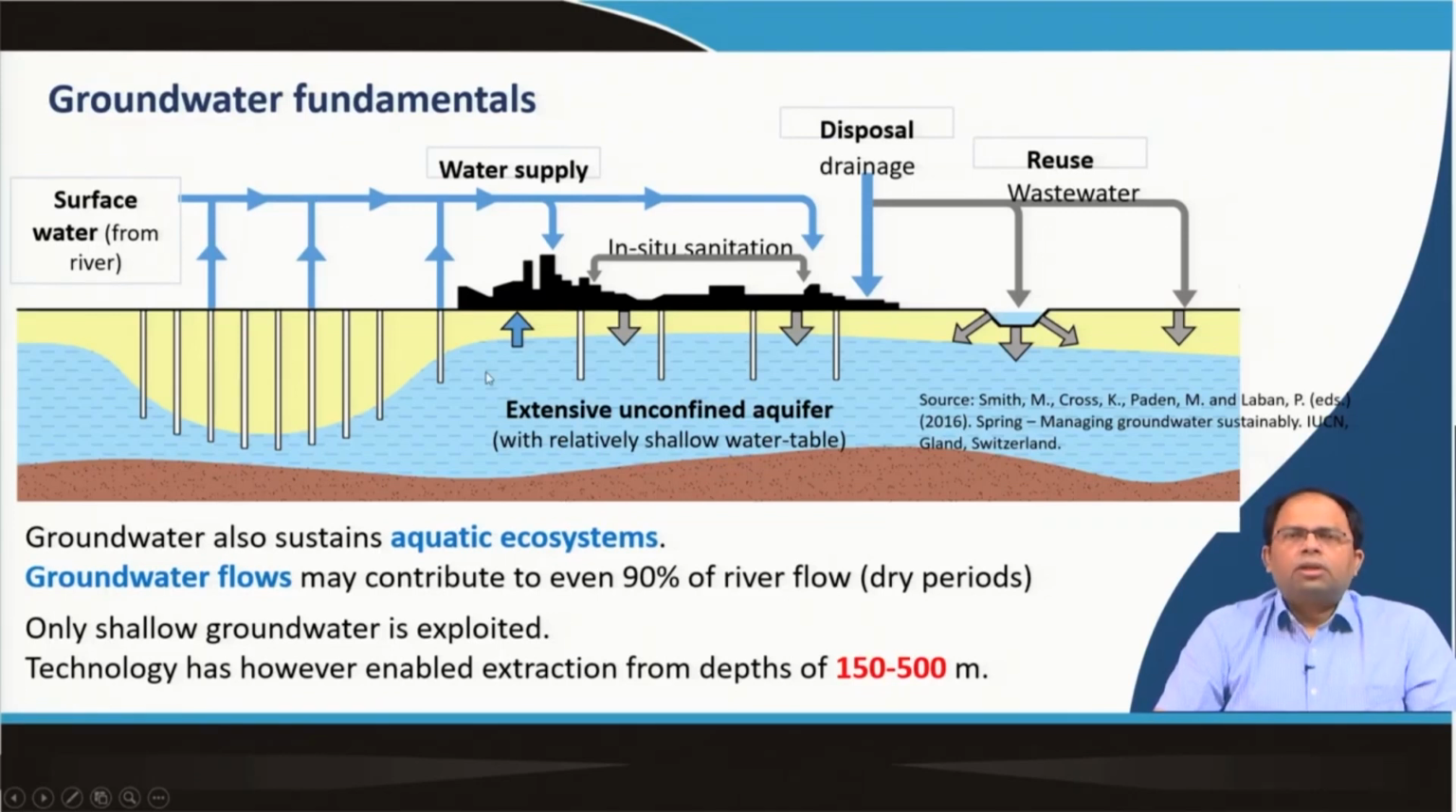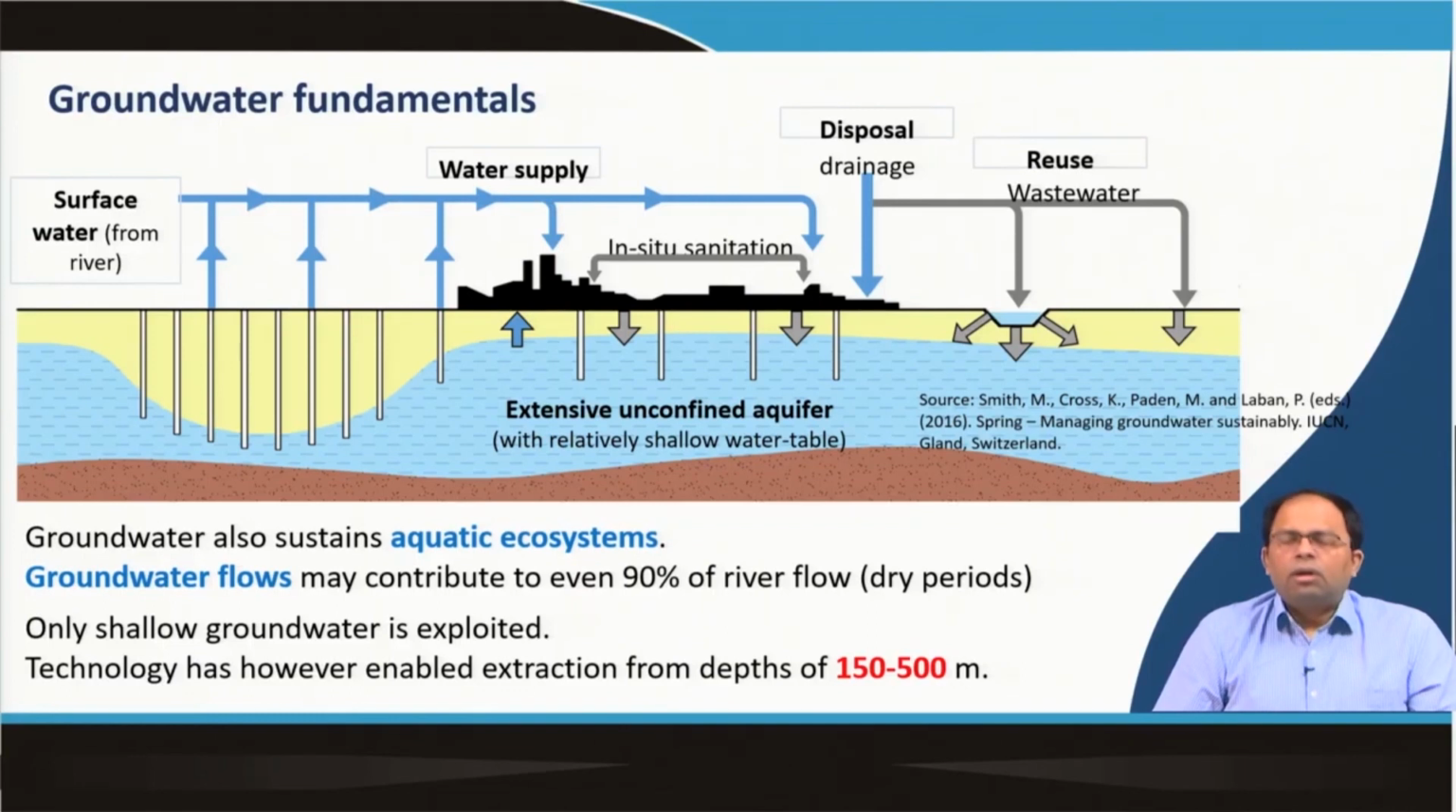So, these are the basics that we should know before we start talking about groundwater. Now, groundwater has certain other aspects that we should consider. Groundwater can sustain aquatic ecosystems. Some amount of bacteria and other things could be found in groundwater. Groundwater flows may contribute to even 90% of river flow during dry periods. That means the flow that we see in a river could be contributed not only from surface flows, but also subsurface flows, and groundwater contributes to even 90% of those flows.